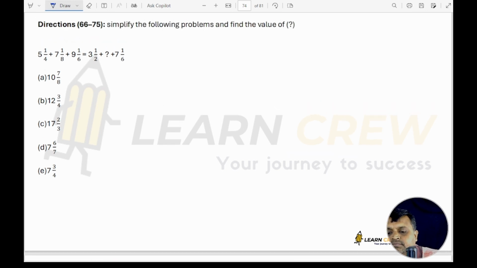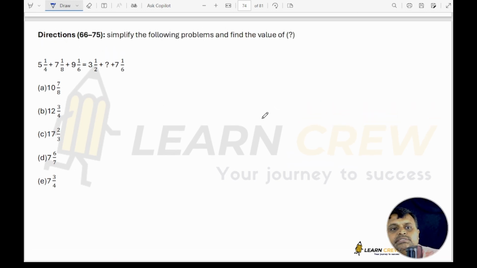Next, simplify 5 1 by 4. So now 5 plus 7 is 12, 12 plus 9 is 21. 21 minus (3 plus 7) is 10. 21 minus 10 is 11.